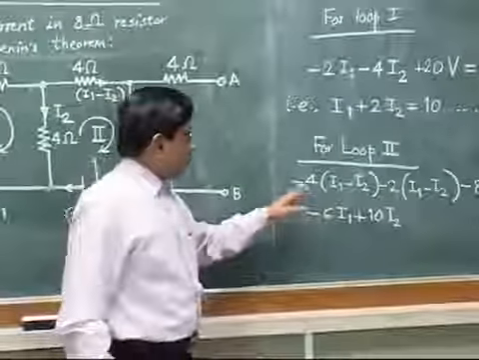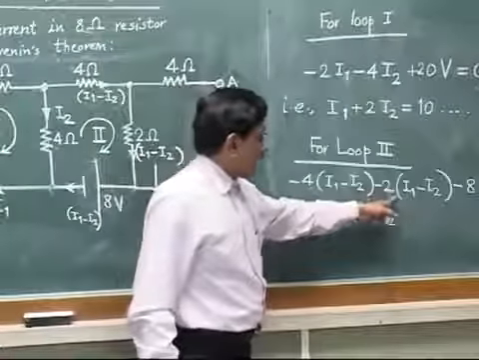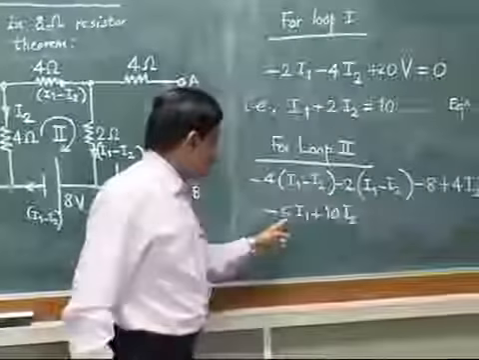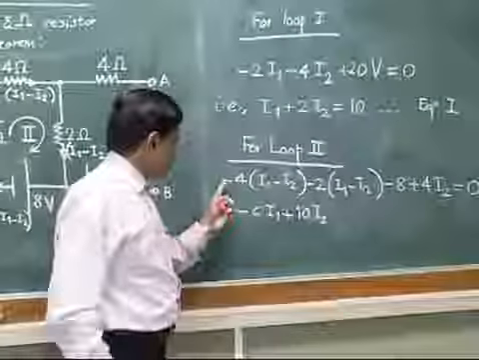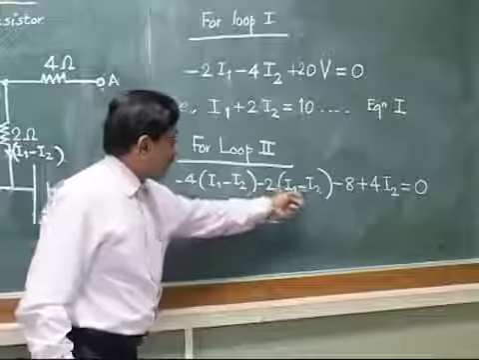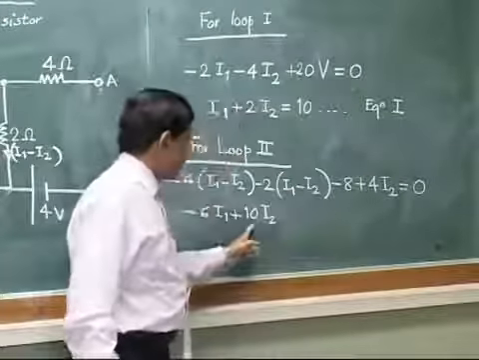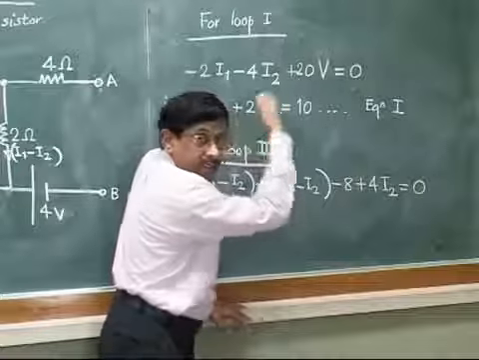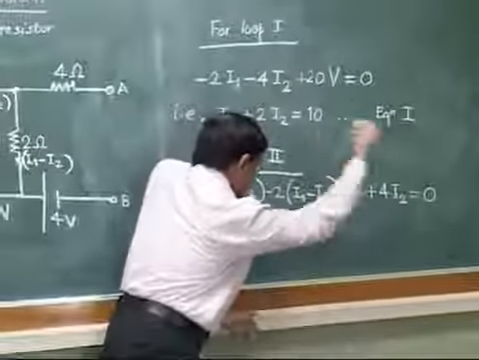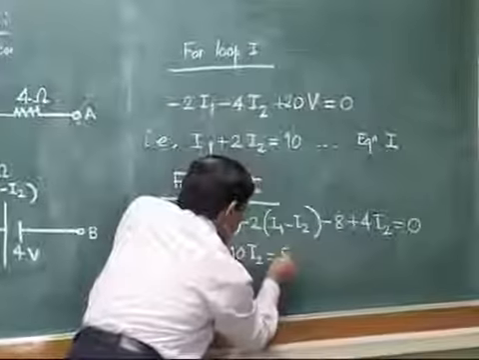So very carefully we have to write these equations and solve them. So we again check: minus 4I1 minus 2I1, these are the only I1 terms, so minus 6I1. For I2 terms, plus 4I2 and here plus 2I2. 4 plus 2 is 6, and this is 4I2, so 10I2. And this 8 is the only constant, we can take it to the other side, so this will be equal to 8.